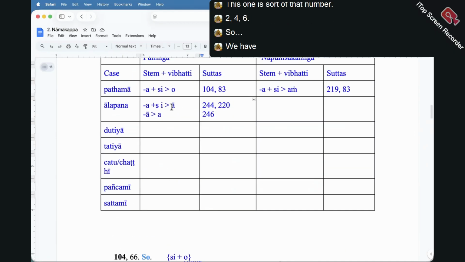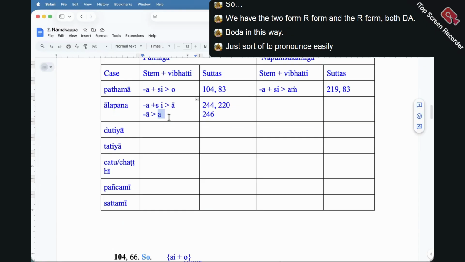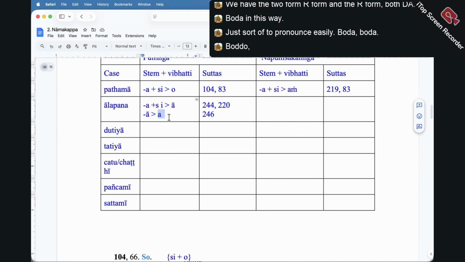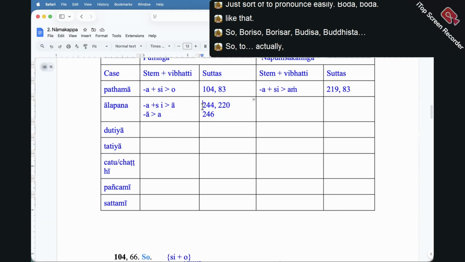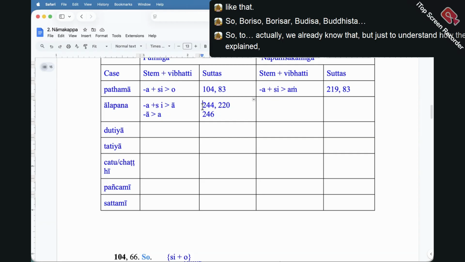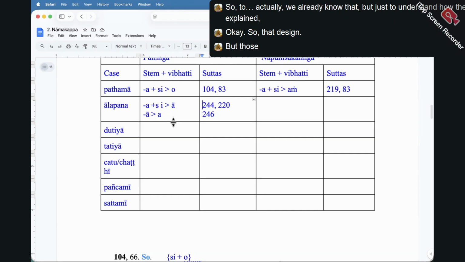So we have two forms, R form and the R form, Buddha. But in Pali it's Buddha in this way, just so to pronounce easily, Buddha. Buddhisa, Buddhisa. So actually we already know that, but just to understand how the Kijana explained. So that is why those sodas are collected in this way, not in Kijana soda order.